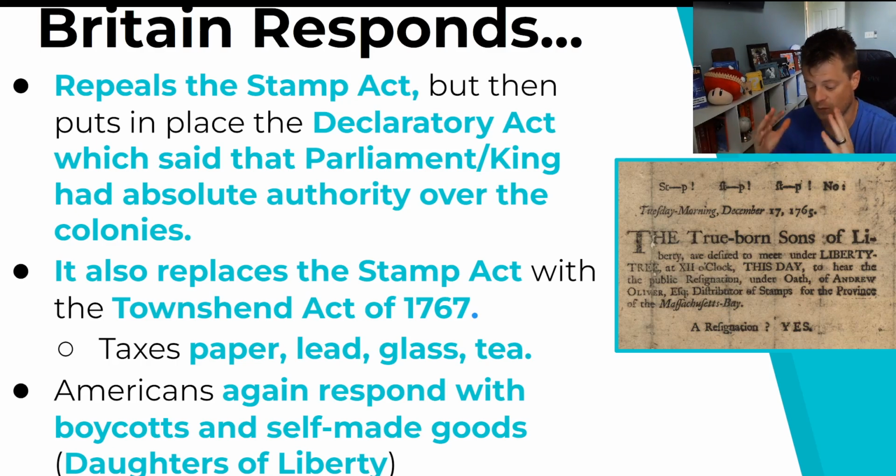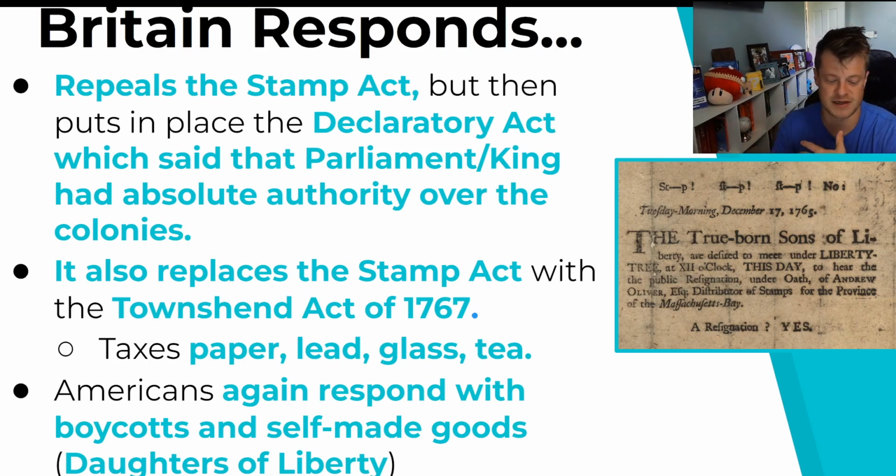Okay, and what will they do? Parliament will replace the Stamp Act with the Townshend Act. Townshend, where that name comes from, is Charles Townshend, who was at that time the British Chancellor of the Exchequer. That's like Britain's treasury. It gets named after him. So what does it tax? Paper, lead, glass, and tea.